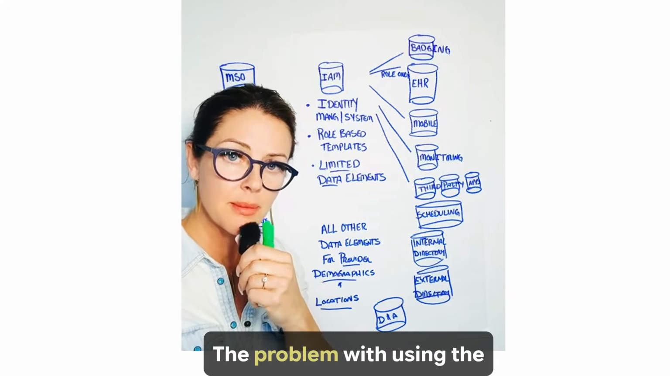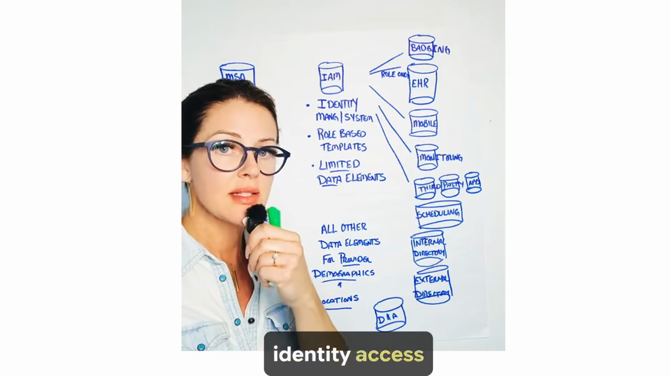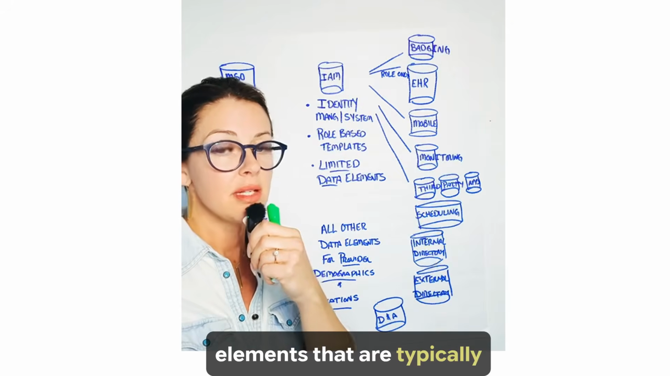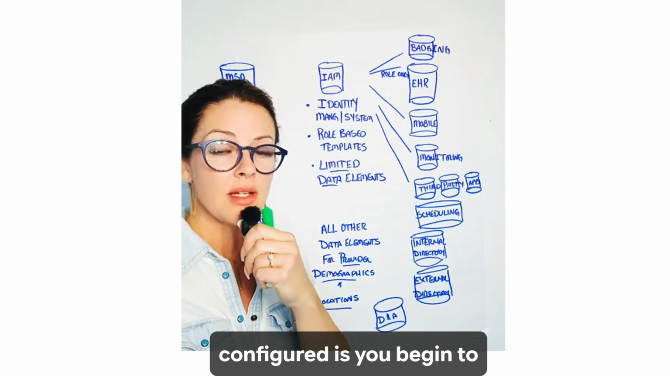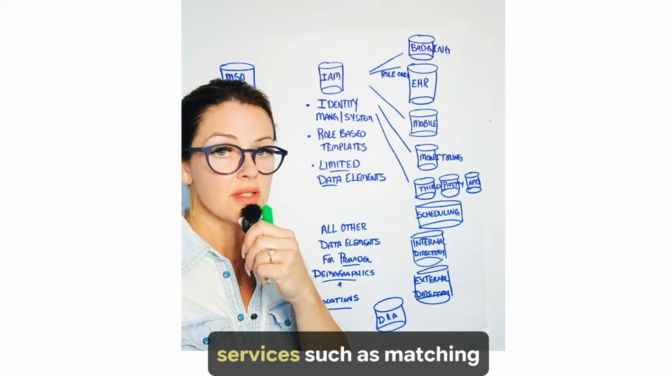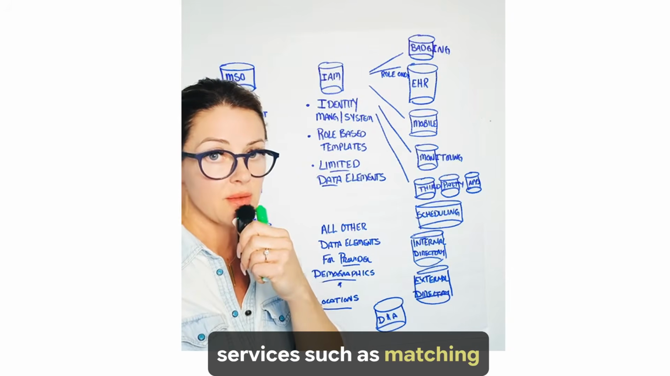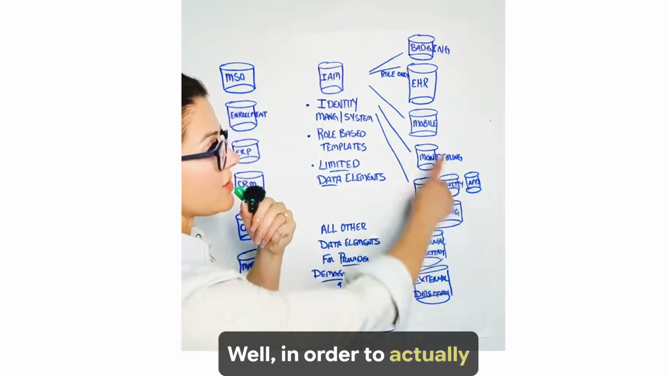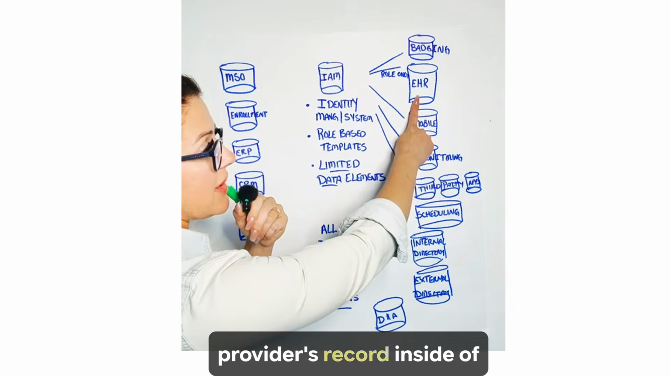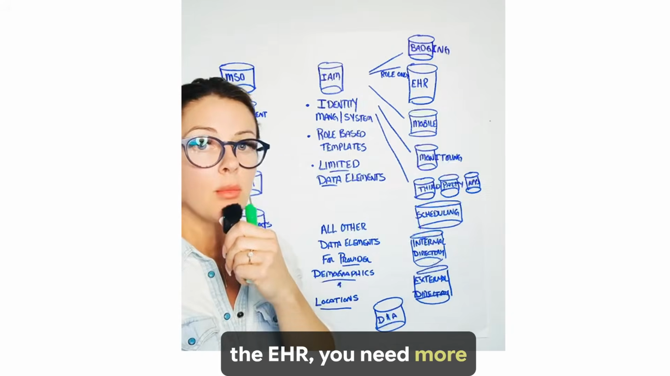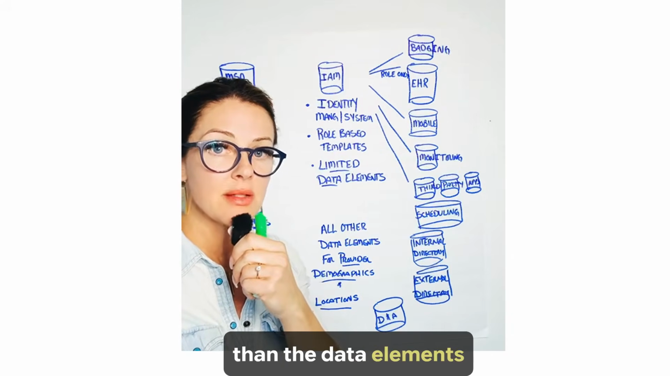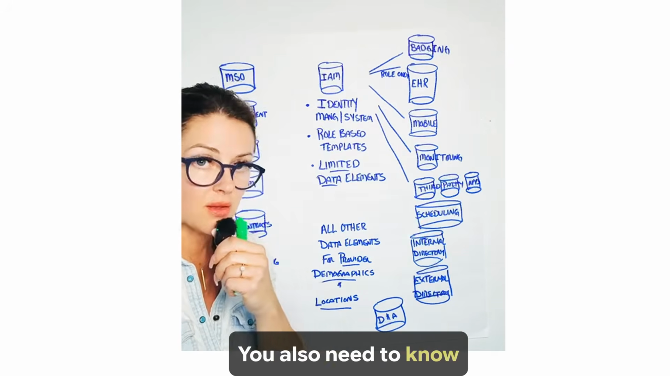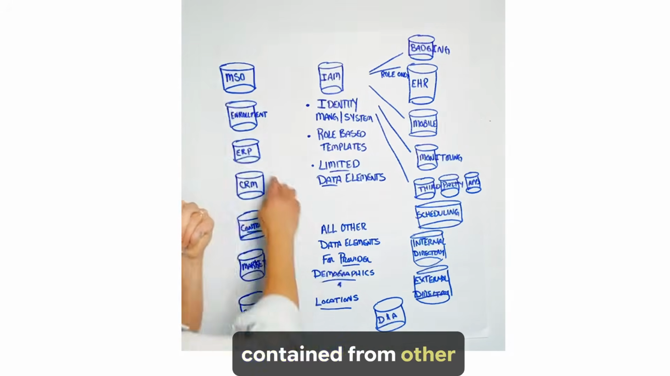The problem with using the Identity Access Management for more data elements than are typically configured is you begin to have to offer additional services such as matching records. What kind of records would you have to match? Well, in order to properly build out a provider's record inside of the EHR, you need more than the data elements associated with who the provider is. You also need to know information that's contained from other sources.